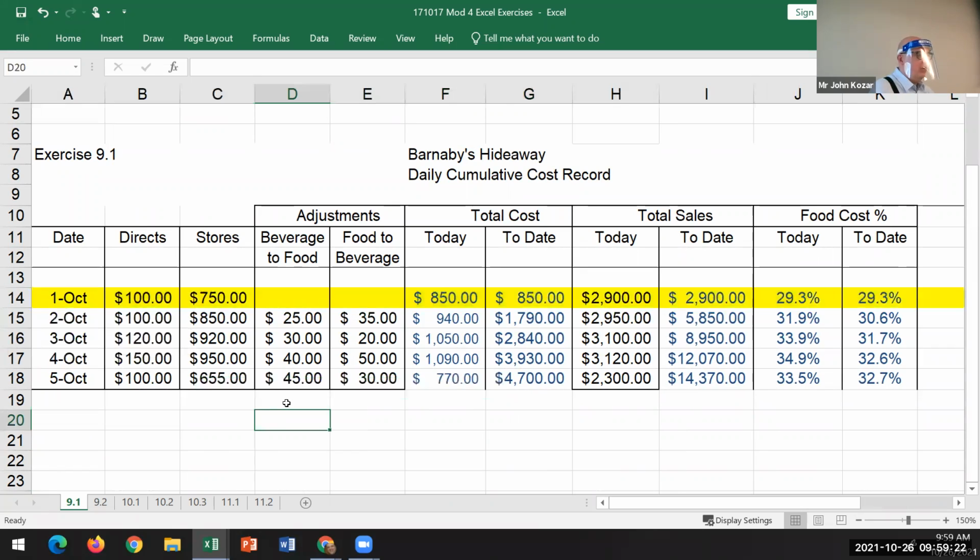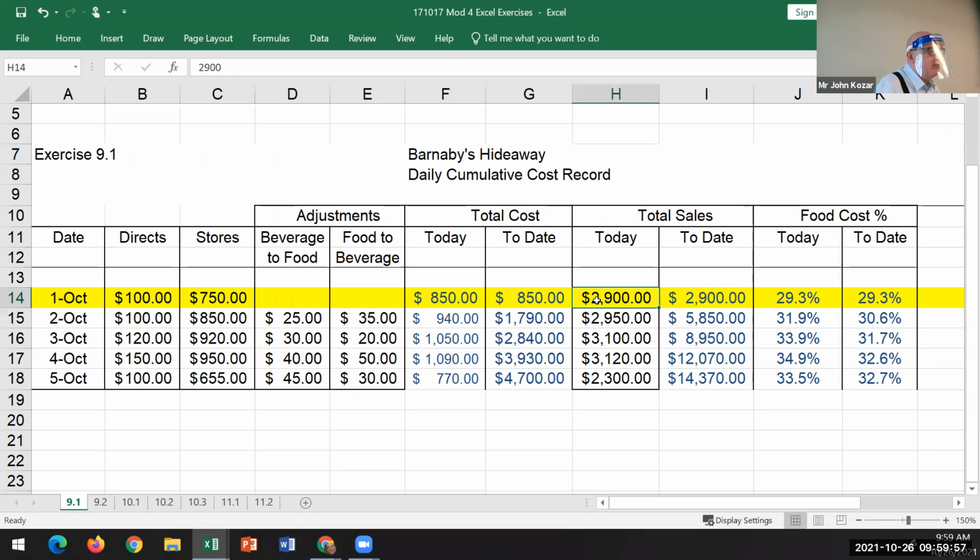Okay, so we're looking at each day of the week: October 1st, 2nd, 3rd, 4th, and 5th. We start with the Monday. These are the directs, these are the stores. There were no transfers between food and beverage. So that adds up to $850 in cost. That's today's cost, and it's also the to-date cost, because we're looking at all of these days.